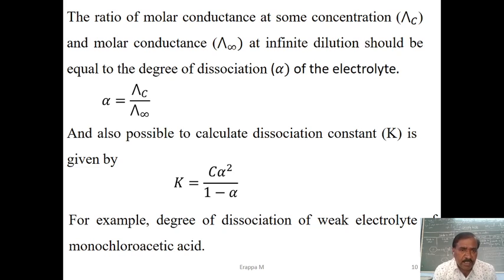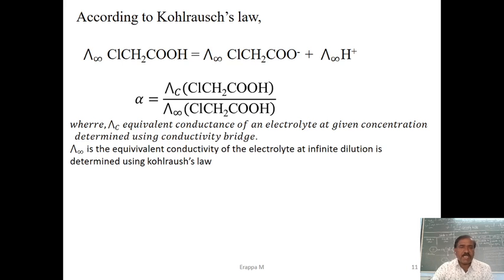Lambda infinity values can be calculated using Kohlrausch law, and it is also possible to calculate the dissociation constant K, which is given by K is equal to C alpha square divided by 1 minus alpha. For example, the degree of dissociation of an electrolyte like monochloroacetic acid.